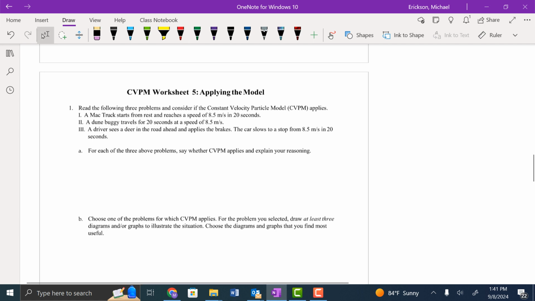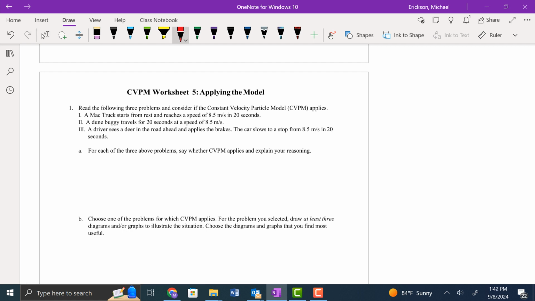So they give us 1, 2, and 3. The first one is this Mack truck speeding up. The second one is the dune buggy traveling at constant speed. And the third one is a driver who brakes because they see a deer in the distance and they don't want to hit it. So which one can we use CVPM? I'll let you think about it. You can pause the video.